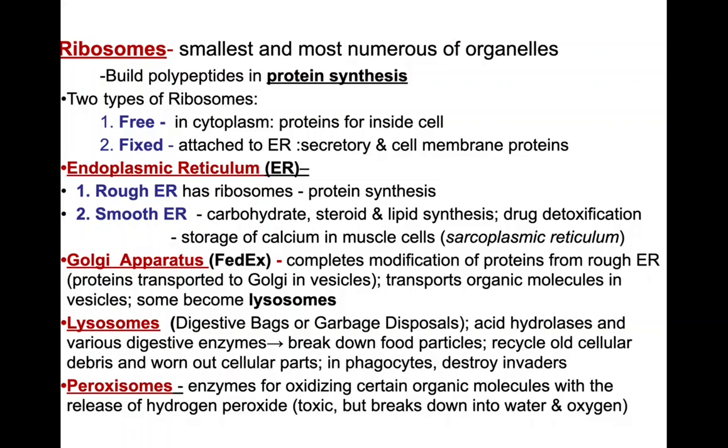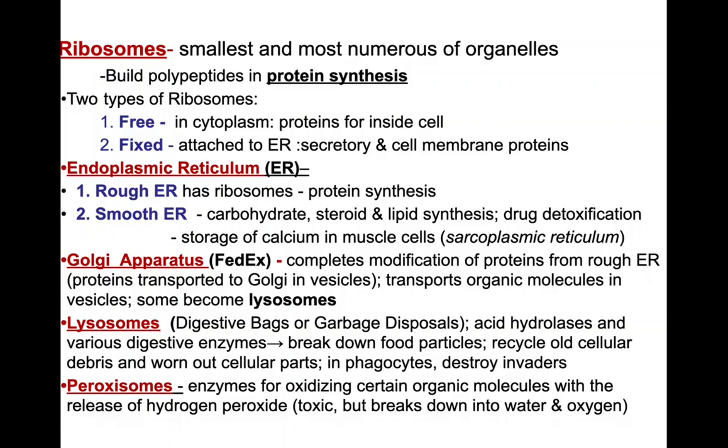So the Golgi apparatus is kind of like a UPS store or a FedEx store. It's going to complete modification of proteins from the rough ER. So what will happen is it will get taken to one side of the Golgi apparatus. It's going to be transported through and come out the other side and be packaged and have a label on it. So this can transport organic molecules into vesicles and help make them into lysosomes.